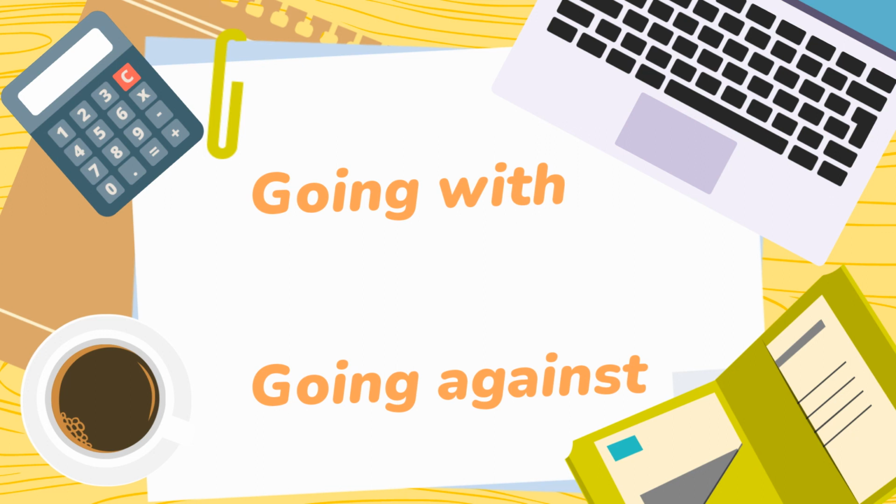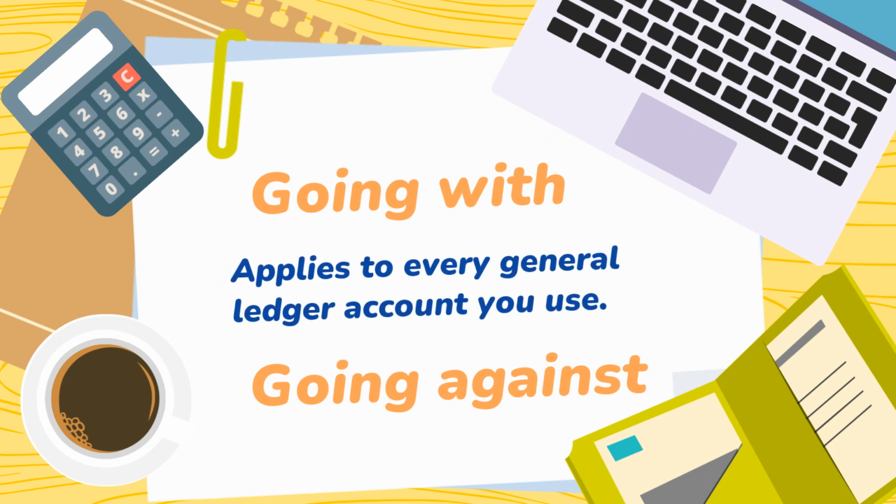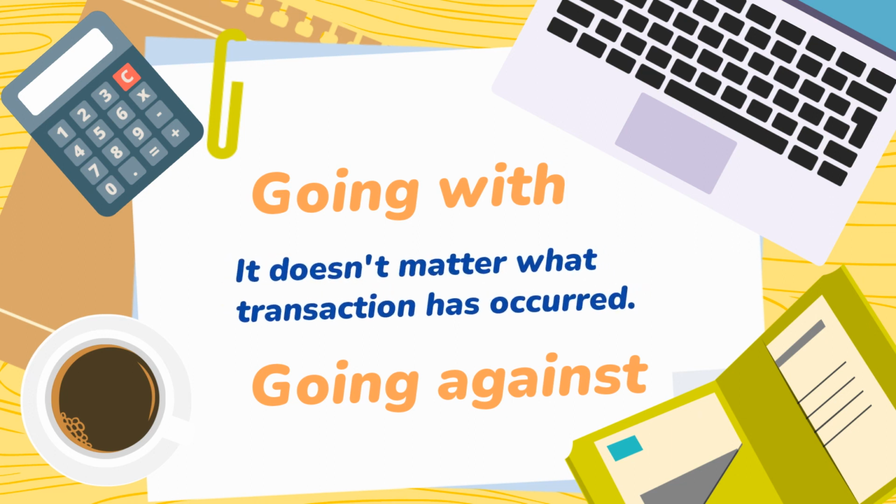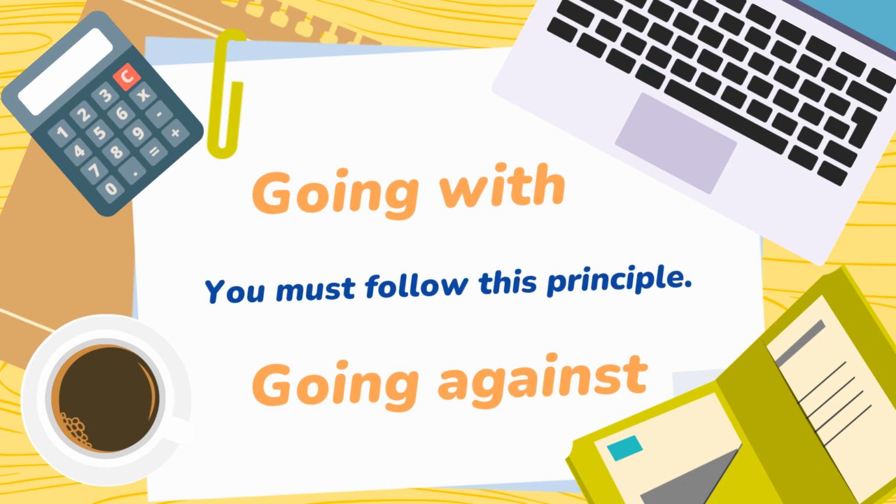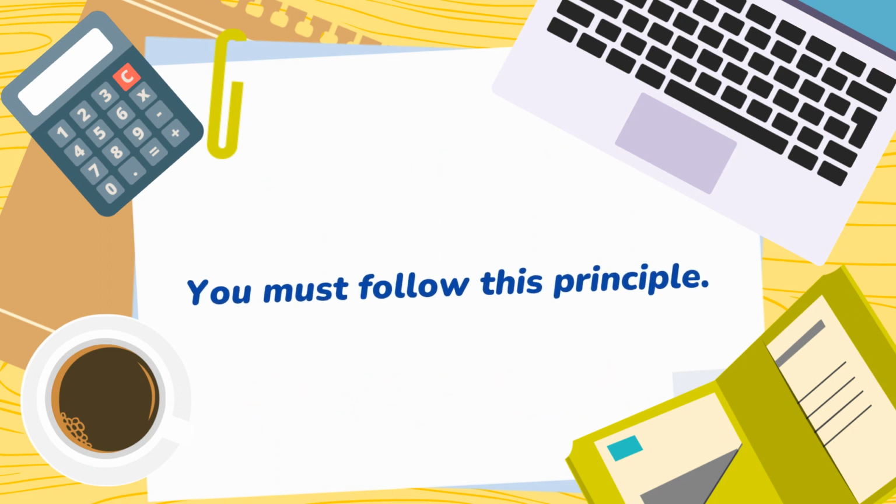This rule of going with or going against the nature of an account type to figure out your debits and credits applies to every single general ledger account you use in your business. It doesn't matter what transaction has occurred in your business or which general ledger accounts are involved, you must follow this principle when you post your transactions to your set of accounts.